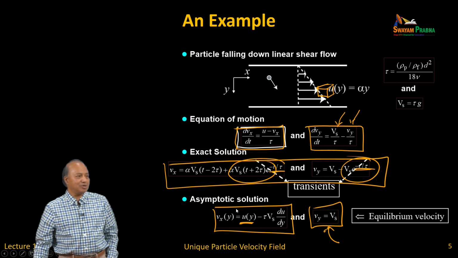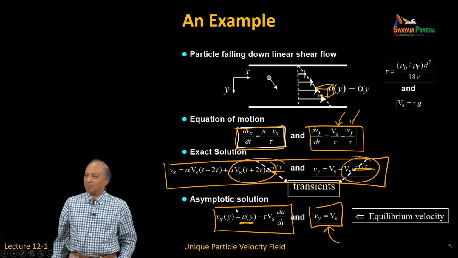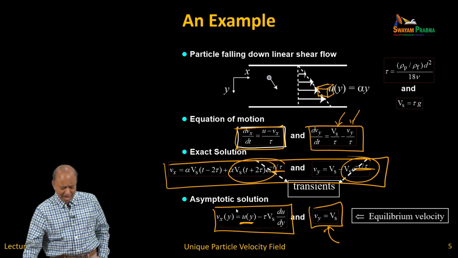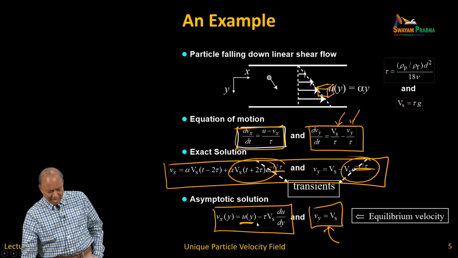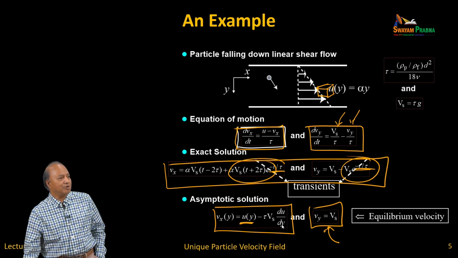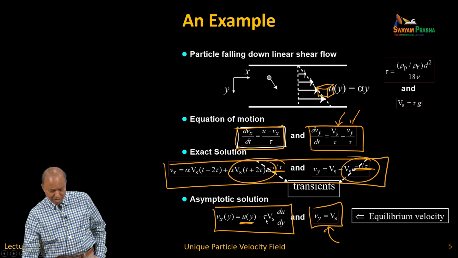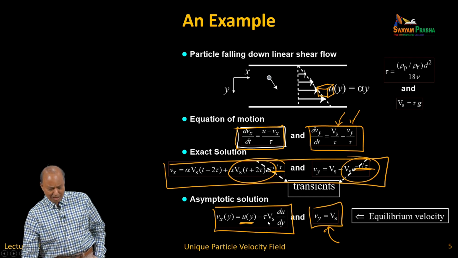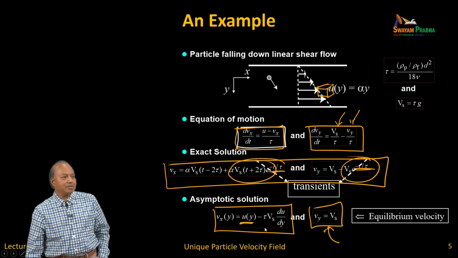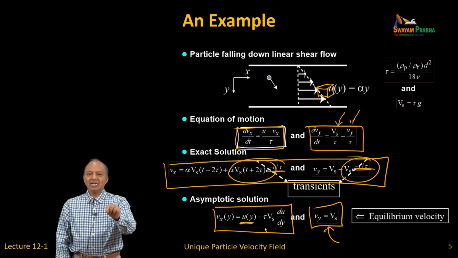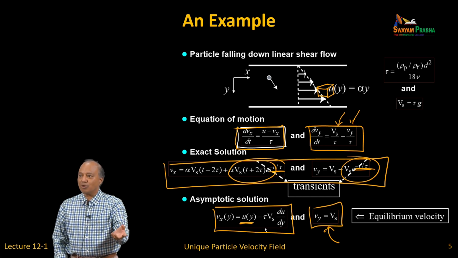In other words, why do I need to solve the momentum equation for the particle? Let us say I solve the fluid equation and I get the fluid velocity. This is entirely in terms of fluid velocity, u, and the derivative of u. If I know u and the derivative of u, the only other things I need to know are the time constant and the settling velocity. These are the particle properties. So, the lesson is that particle velocity can be written in terms of the local fluid velocity.